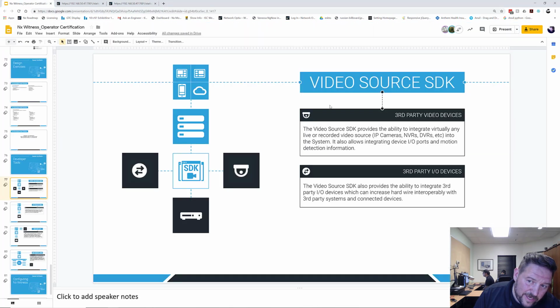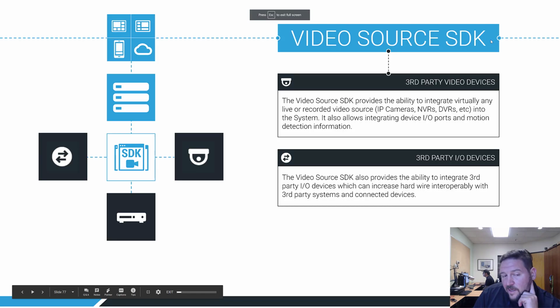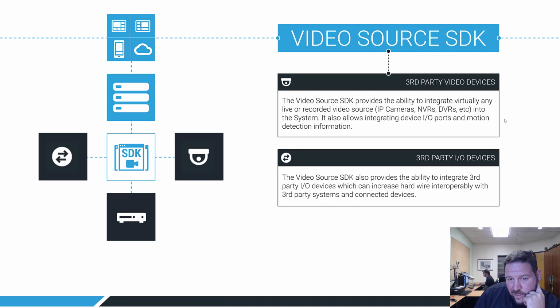So let's go back to the training real fast. Video Source SDK is the first thing we're going over. The Video Source SDK is a software development kit, that's what SDK stands for, that provides the ability to integrate virtually any live or recorded video source, so IP cameras, NVRs, DVRs, robot cameras, drone cameras, whatever, into the system, right? Even third-party NVRs and DVRs, or even integrating I/O devices, right? And motion detection information.